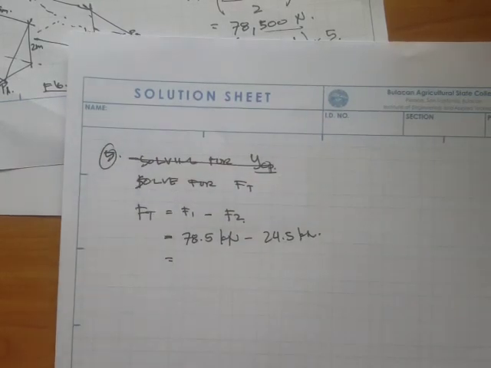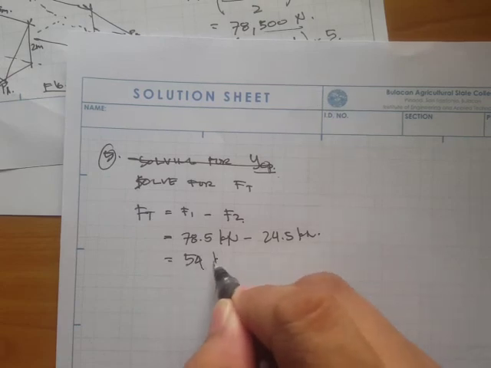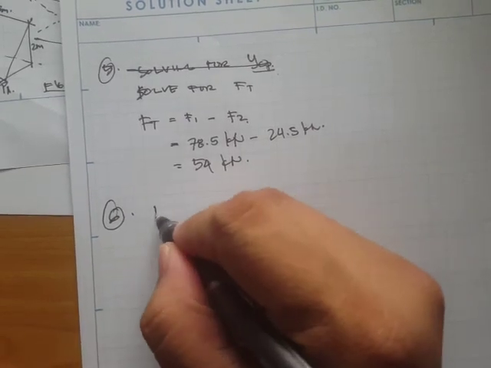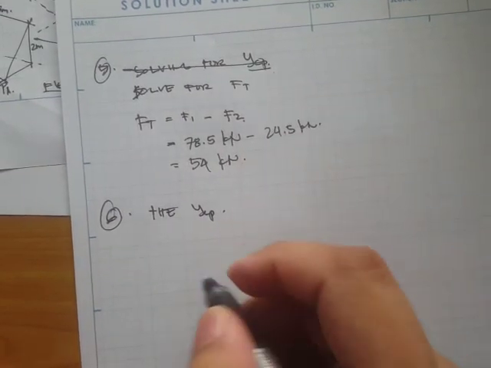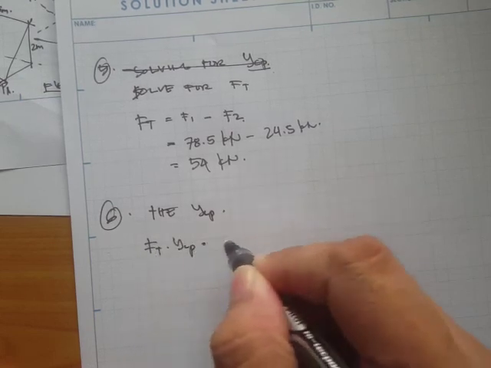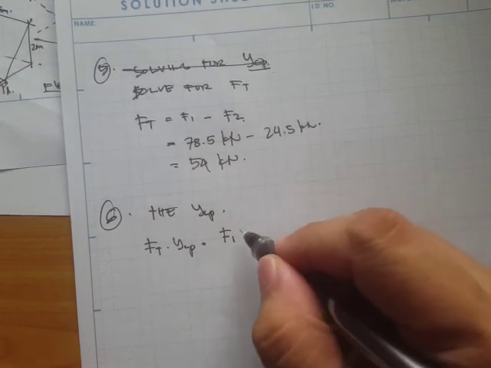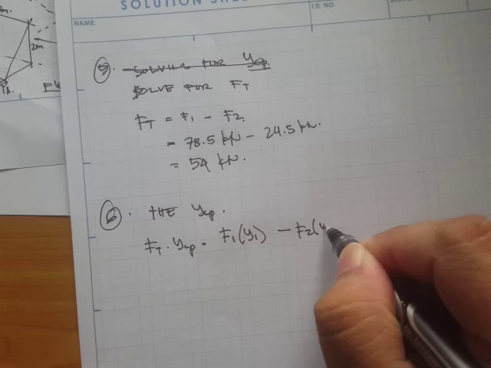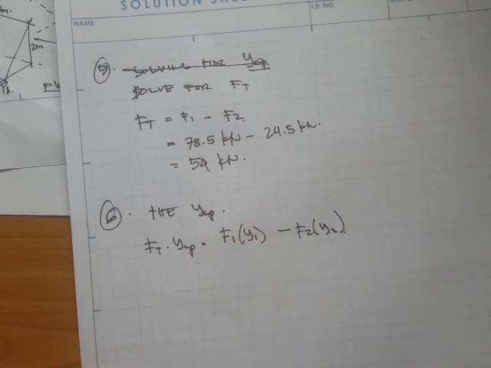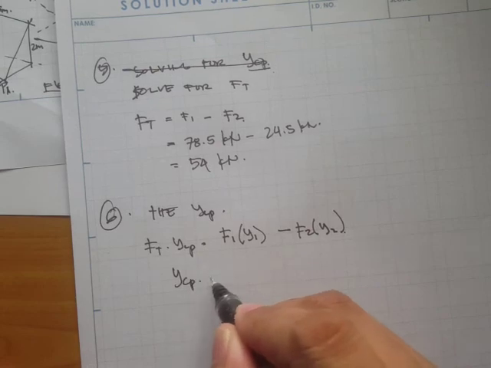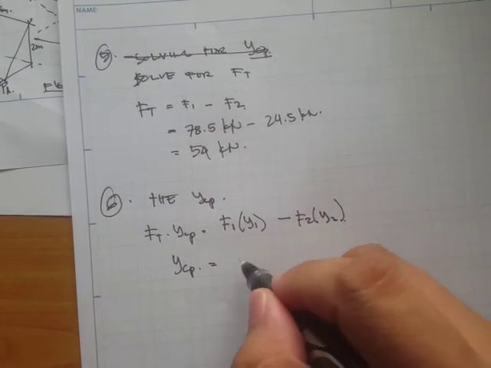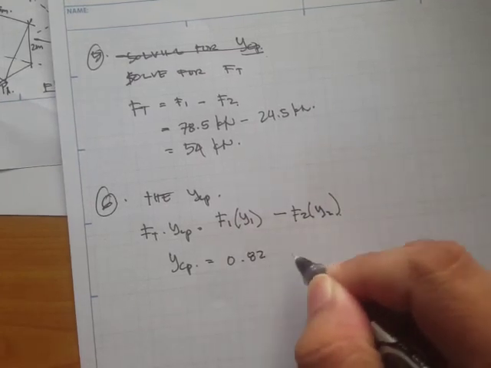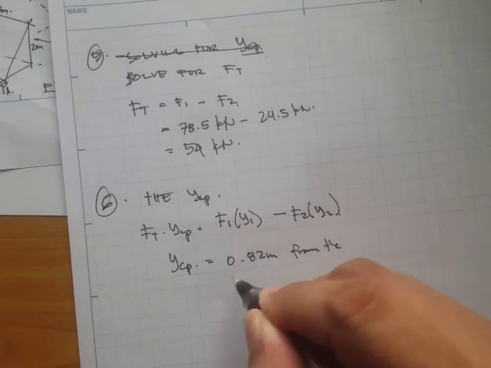That's just 54 kN, kilonewtons. Okay, and therefore the YCP is simply FP times YCP is equal to F1 times the Y1, right, minus F2 times the Y2. Okay, so if you solve this, what you get is YCP. YCP is equal to 0.82 meters from the bottom.